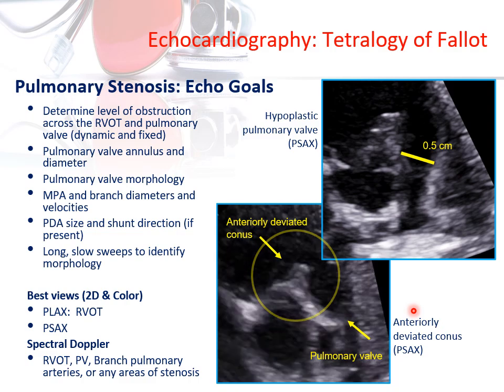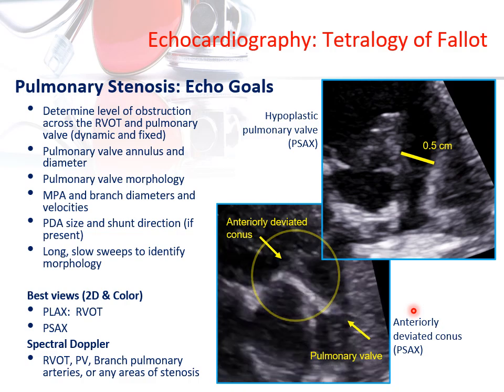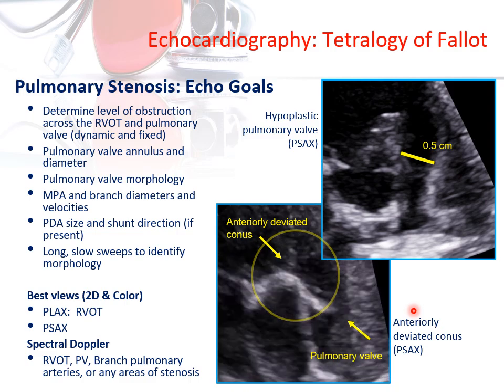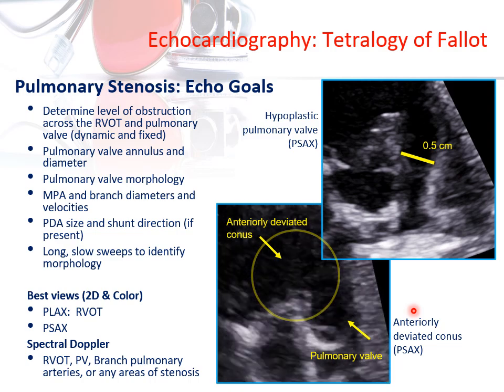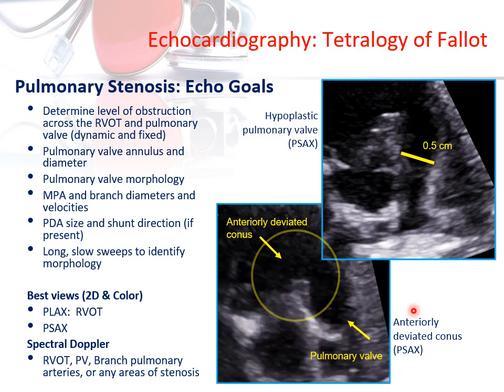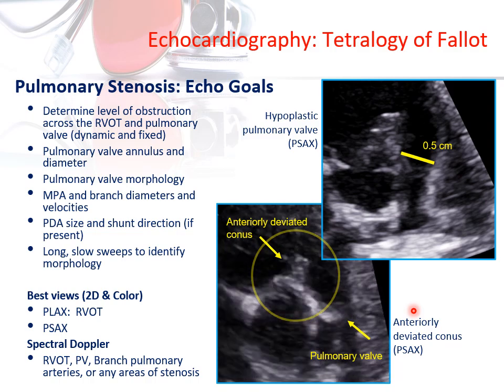Some of the best views for this, for 2D and color, are going to be parasternal long axis, like the RVOT view, parasternal short, and then you always want to use spectral Doppler in the RVOT, by the pulmonary valve, branch pulmonary arteries, and any other areas of stenosis.